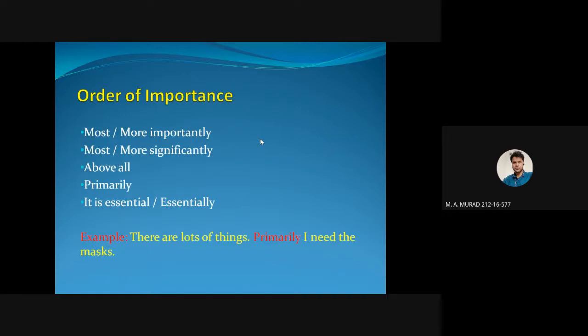The next is order of importance. Order of importance means not every clause has the same importance. To show that a clause is more important, we should use words like more important, most important, above all, primarily. Here is an example: there are lots of things, but primarily I needed the mask. So the mask is the most important.